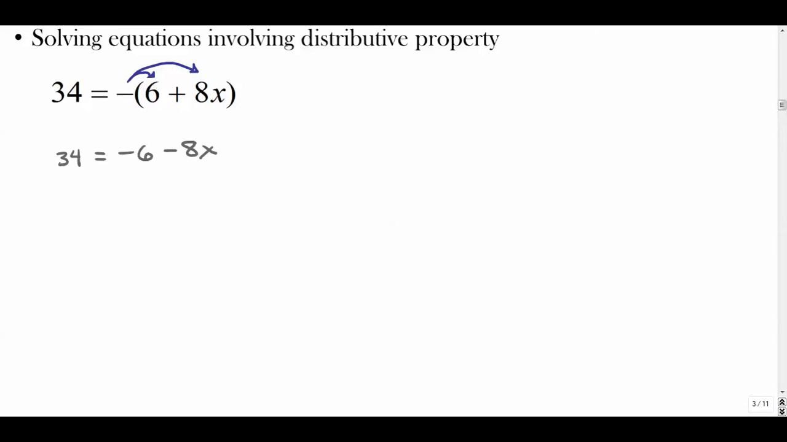And now this is just a simple two-step equation. I'm assuming that you have this ability to solve. So we're going to add 6 to both sides, leaving us with 40 equals negative 8x. And then we're going to, of course, get rid of that negative 8 by dividing out by it. So we have x is equal to negative 5. Moving on.